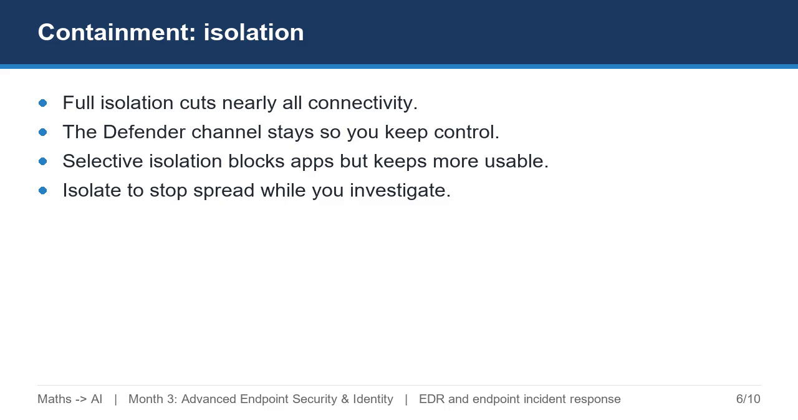Now we contain. Defender gives you 2 isolation modes. Full isolation cuts almost all of the device's connectivity, leaving only the Defender for Endpoint channel open so you keep control and can keep investigating. Selective isolation is lighter, it blocks a limited set of apps from the network while keeping more of the device usable, and it preserves the Defender connection. Choose full when you need to stop the bleeding completely, selective when you need the user partly working or want a lighter touch.